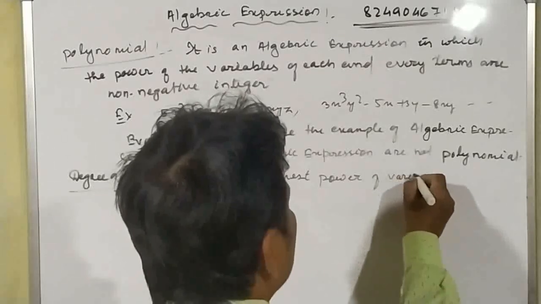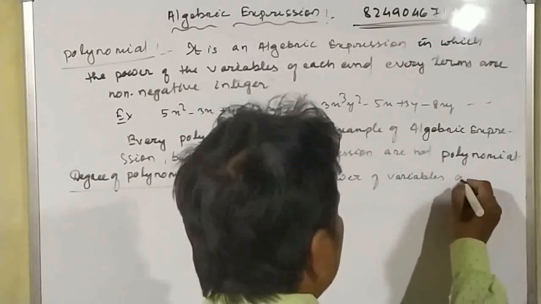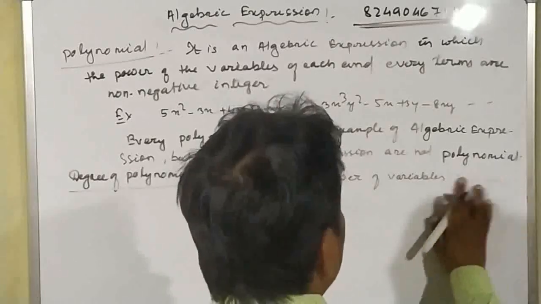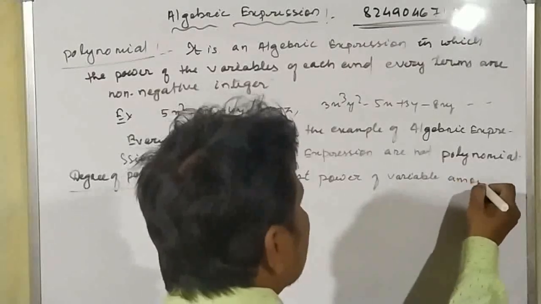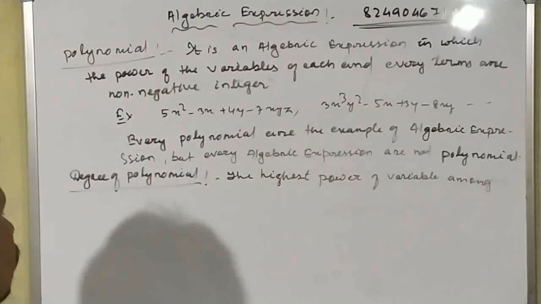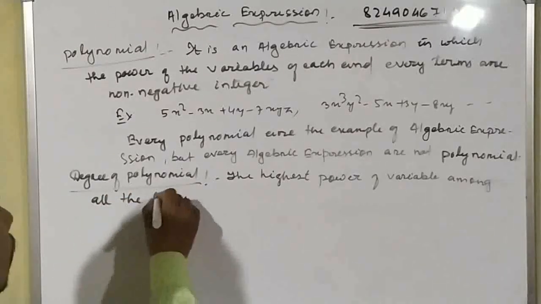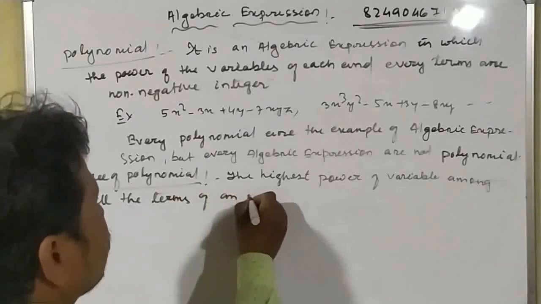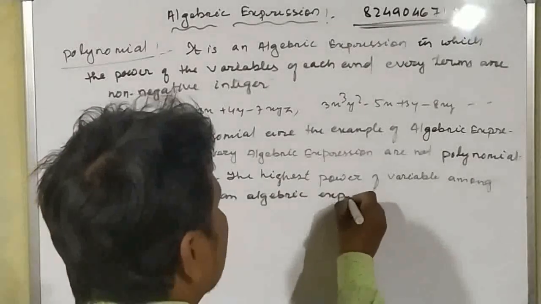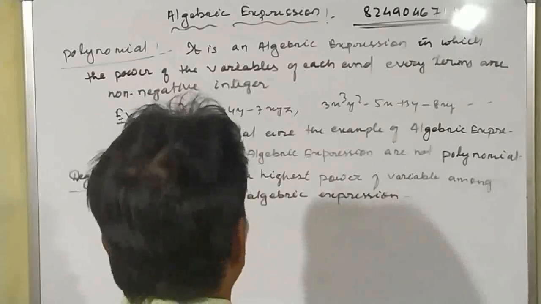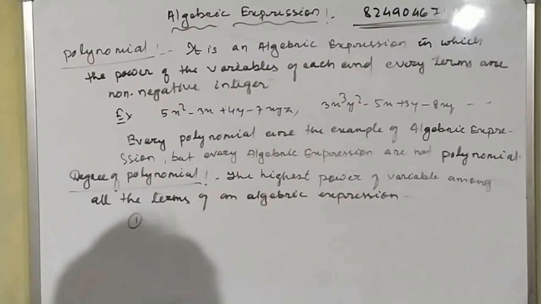The degree is the highest power of a variable among all the terms of an algebraic expression. Okay, for example, I will write here two or more polynomials and we have to calculate the degree of each polynomial.